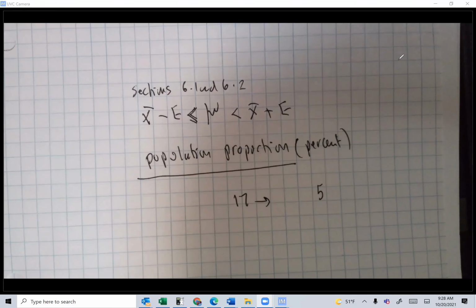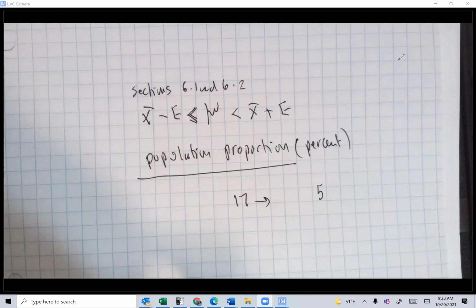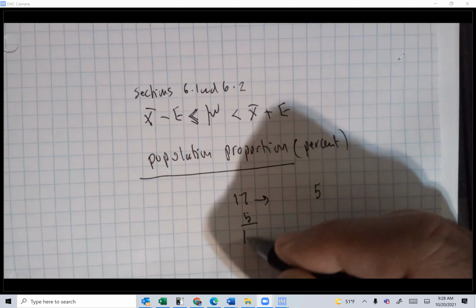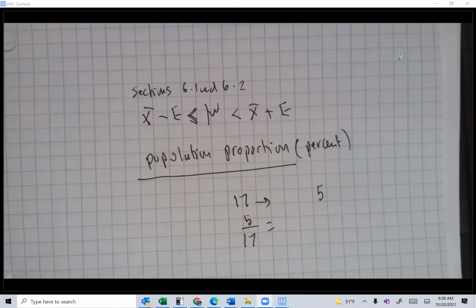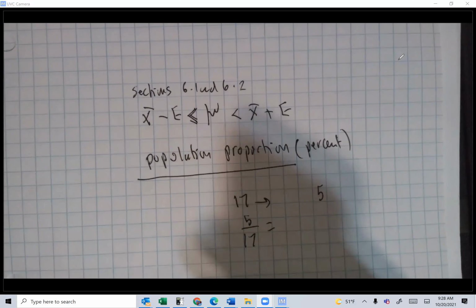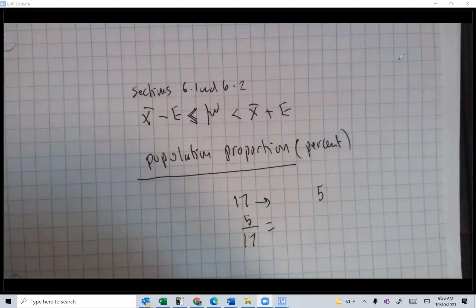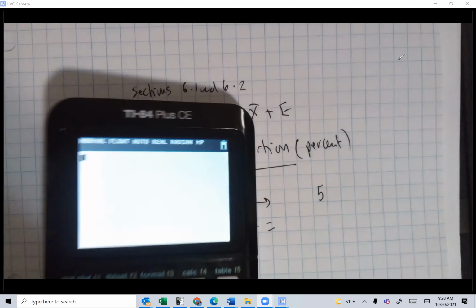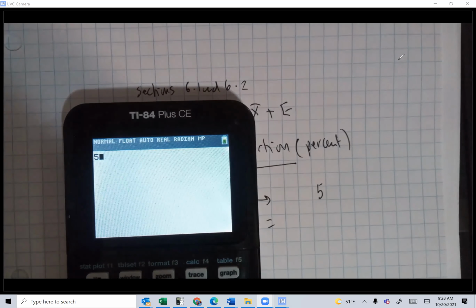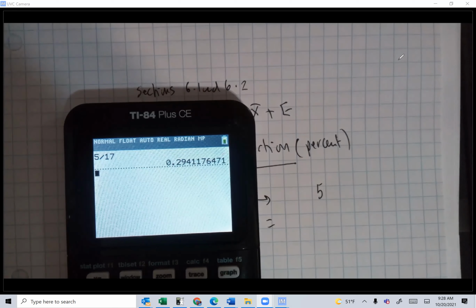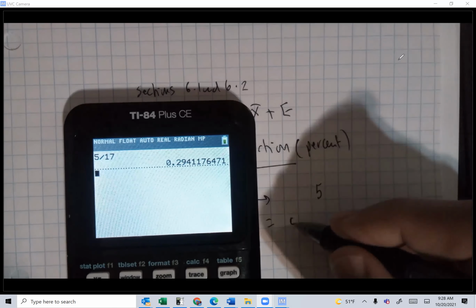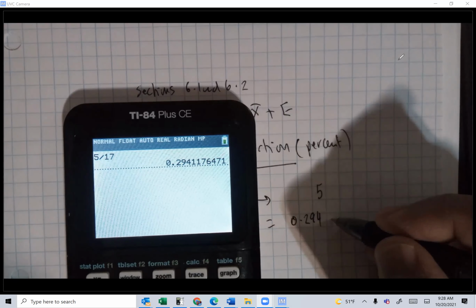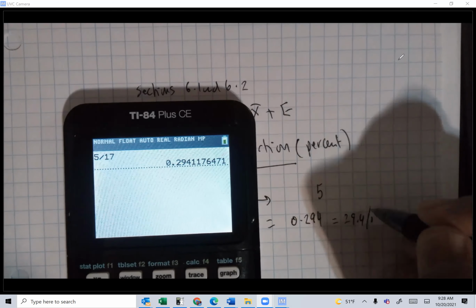I divide 5 by what? By 17. Let's divide 5 by 17 and see what the answer is. And I'll show you where we're heading after we do this. 5 divided by 17 is about 29%, so 0.29. If I change it to a percent, guys, it is 29.4%.